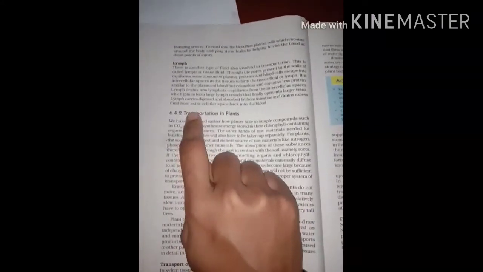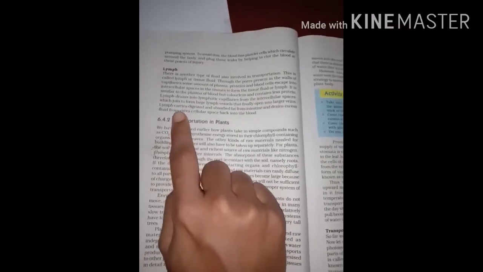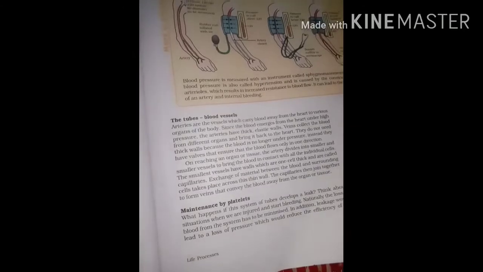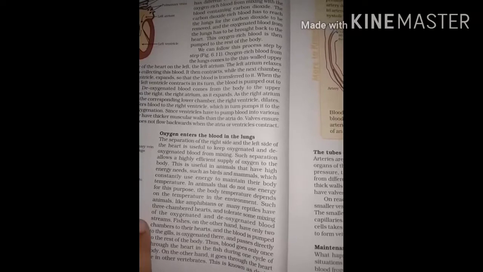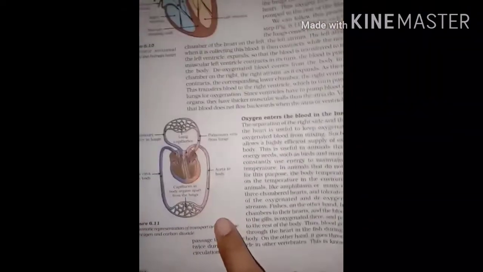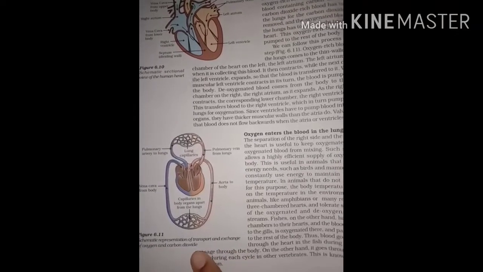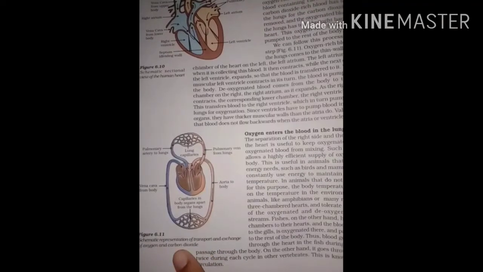Then separately they will ask what is the function of lymph, what is the function of the platelets, or what is the function of the heart. Then you have to explain how blood circulation takes place, how the exchange of blood takes place in the heart and lungs.